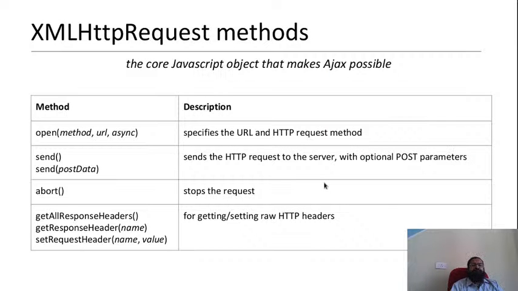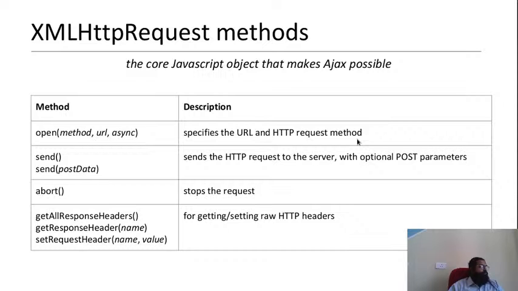Alright, so the XMLHttpRequest methods. These are the core JavaScript object that makes Ajax possible. So we have open, send, abort, getAllResponseHeaders, getResponseHeader, and setRequestHeader. So these are the different methods. The method open specifies the URL and the HTTP request method.